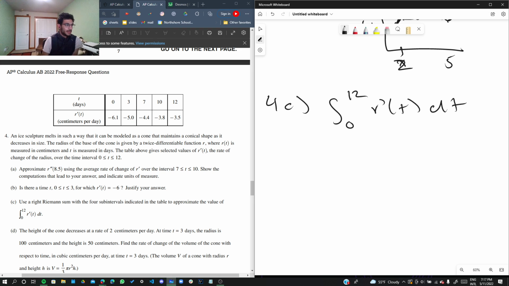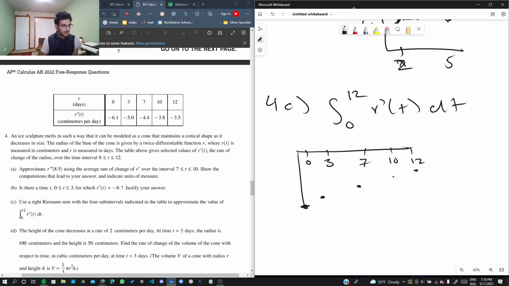Okay, so this Riemann sum stuff, fun. First, what I like to do for Riemann sums is draw a graph of some sort. So usually here, this is negative. So this is like 0, this is like 3. So say you have 0, 3, 7, 10, 12, something like that. And then you had 0 is like negative 6.1, and I'm just going to draw like negative 5.0, negative 4.4. So you're going to have something like this.